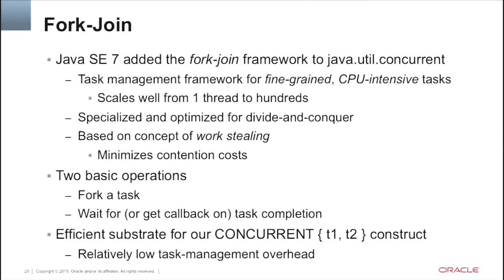So basically, the two operations fork join gives you are fork off a task and wait for a task to complete: fork and join. Right? So you can think of this as a substrate for that mythical concurrent abstraction that I had in the earlier examples, where you're saying, do these two things in parallel and wait for them both to be finished, and then I'll get the results and I'll combine them. Okay.